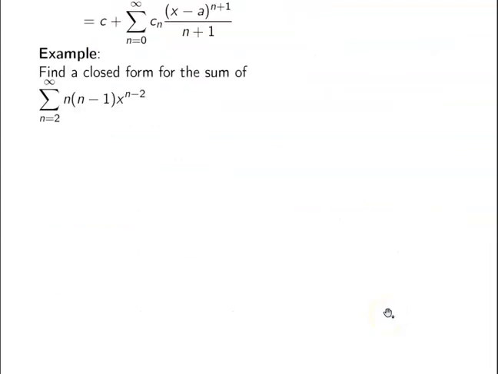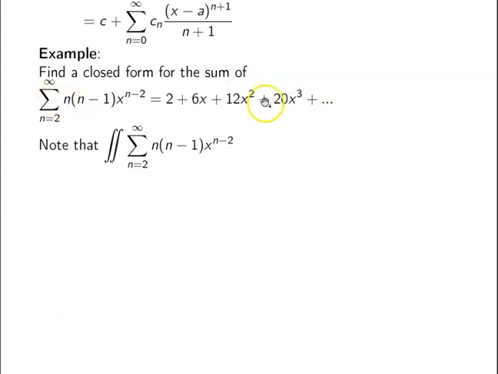Okay, find a closed form for the sum. If we write these terms out, it's 2 plus 6x plus 12x squared plus 20x cubed, and so forth. So we have the series representation, but what about a function representation? That's what it means to find a closed form. Find the function that is this series here.